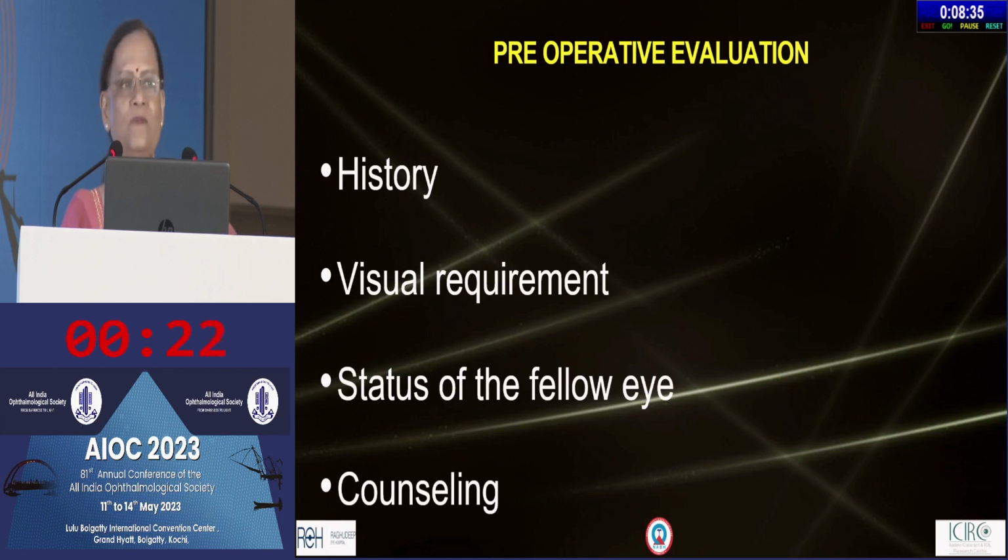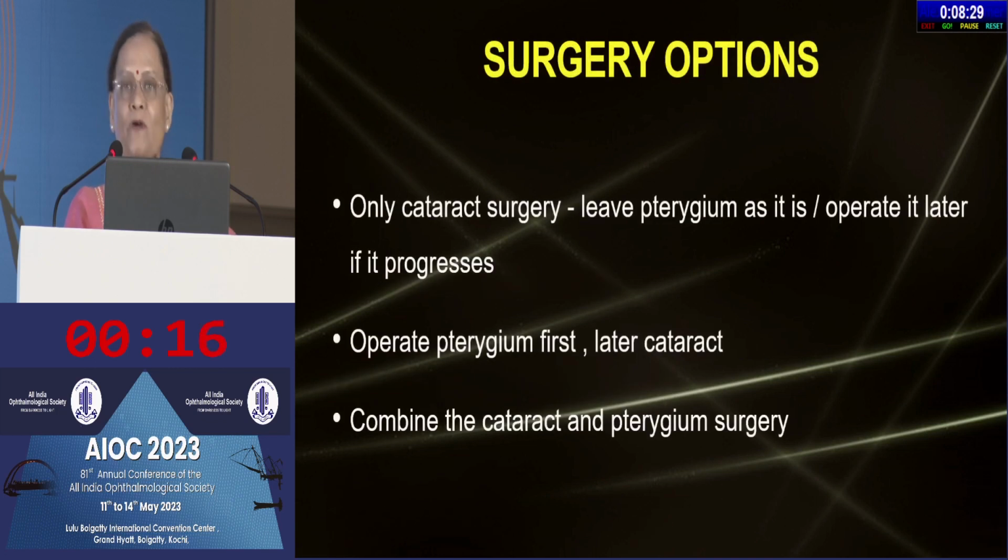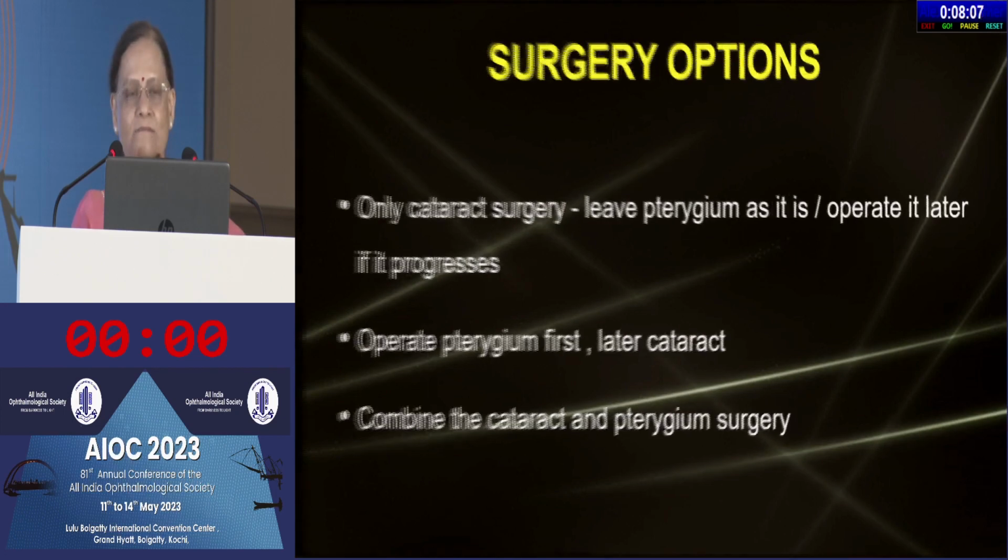And of course, we cannot undermine the importance of good counseling regarding the patient's eye and what we are going to do. So there are three surgical options. One, first we do only the cataract surgery, leave the pterygium as it is, and operate it later if it progresses. Two, do only the pterygium first and at a later stage do the cataract surgery. Or third is to combine the cataract and pterygium surgery.